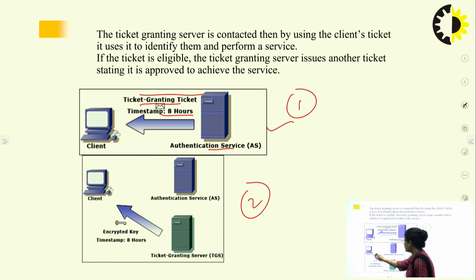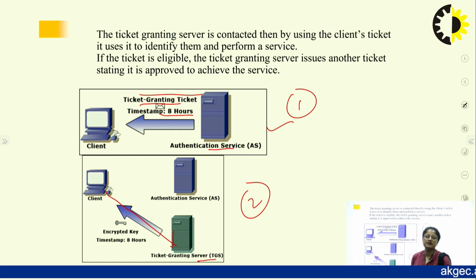After this, the client communicates with the ticket granting server, where it requests the session key which will be used to connect with Bob, the server. Here the client, let us say we call it Alice, and Bob we call the main server. So this is step 1, this is step 2. Step 1 is for authentication, step 2 is for granting of the session key.